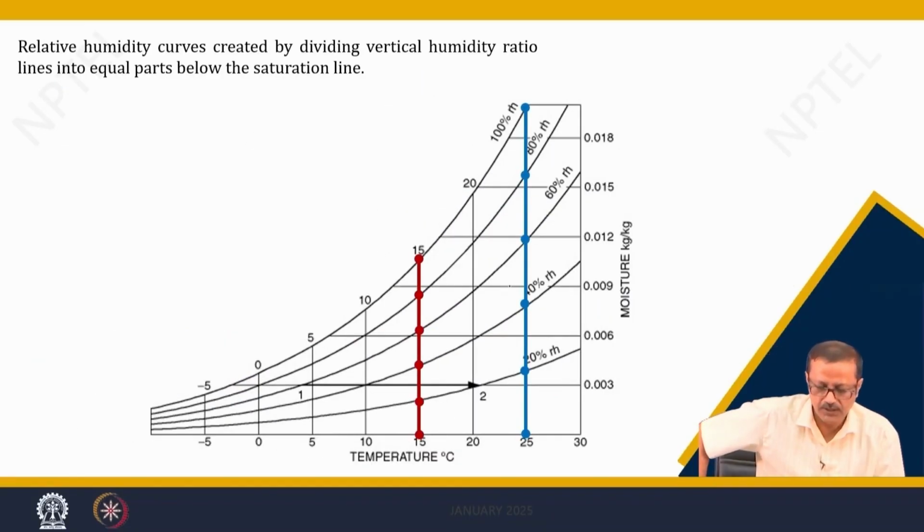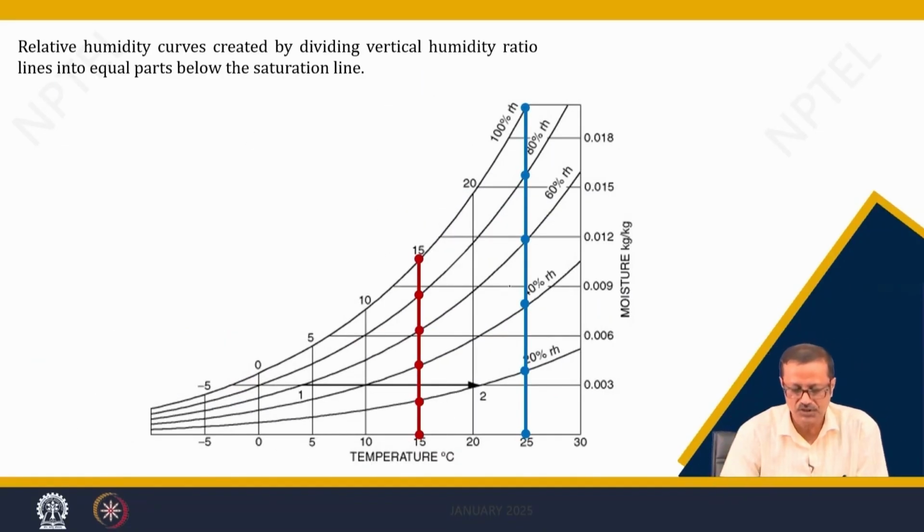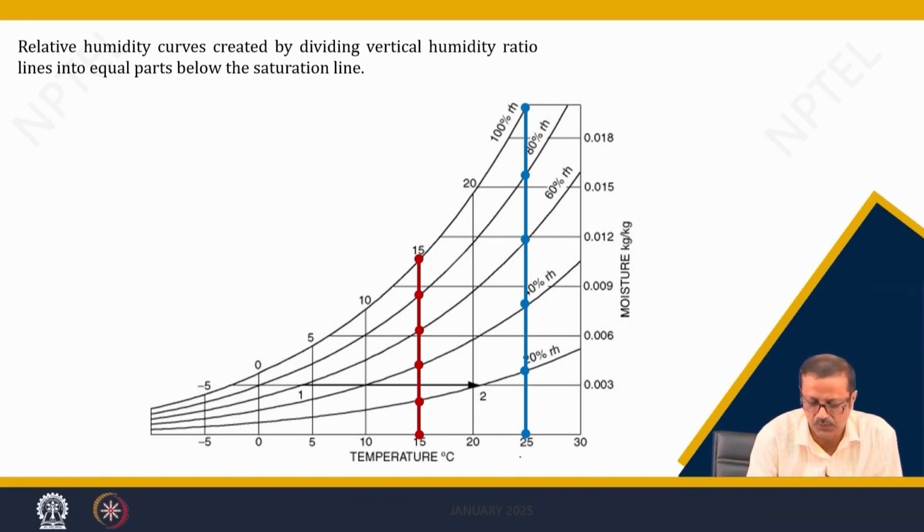Next, suppose you take this blue line. We are not going to change the dBT; we are changing the humidity ratio. As and when we increase the humidity ratio, more humidity fills more spaces, and it leads from 0 to maybe 100% relative humidity.